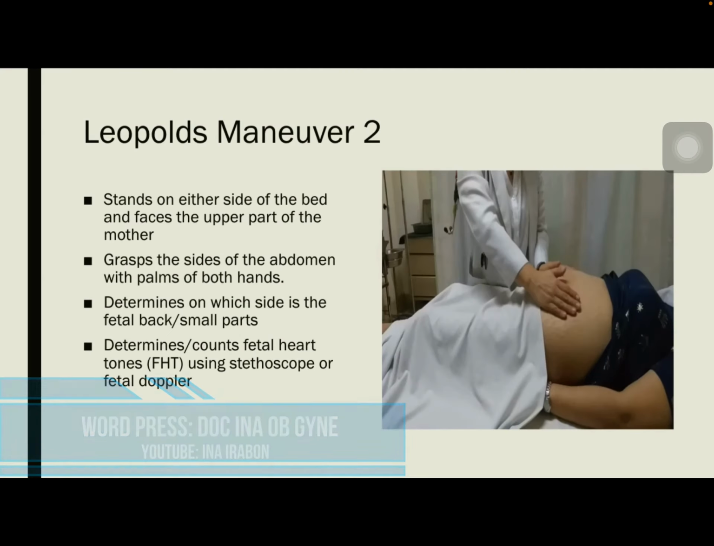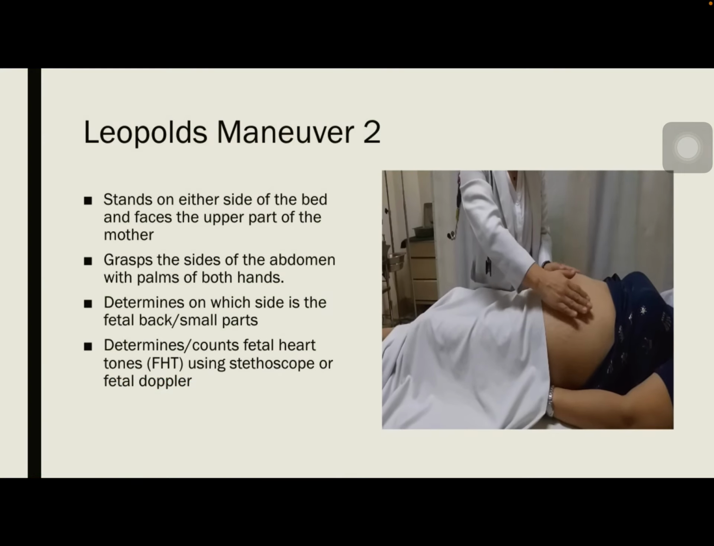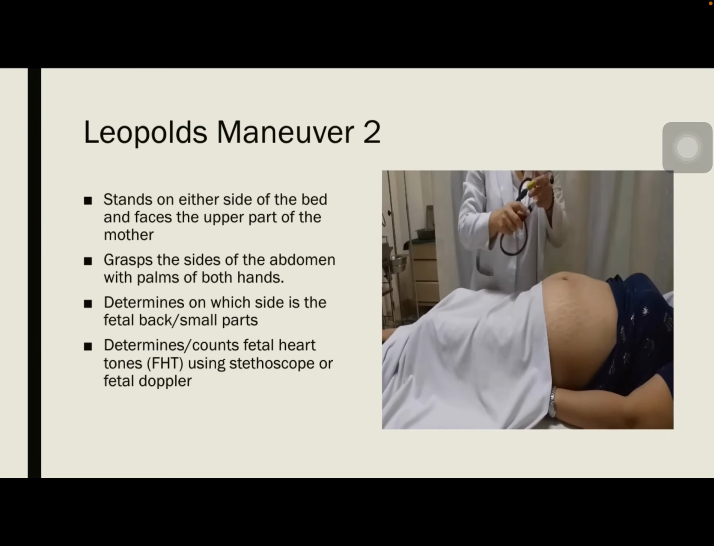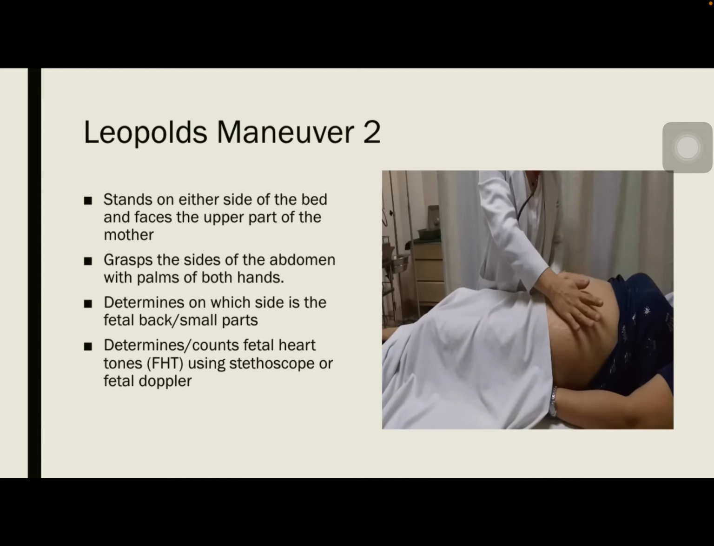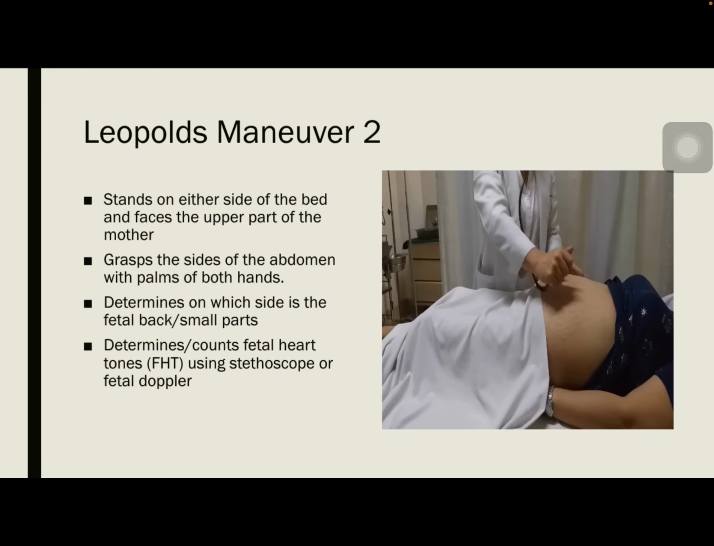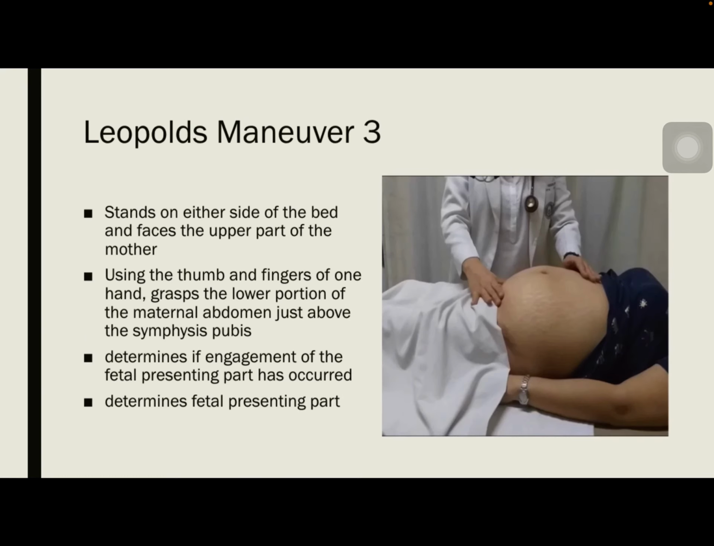For Leopold's maneuver 2, you still face the patient and you grasp the sides of the abdomen with palms of both hands and determine on which side is the fetal back or small parts. Once you've determined where the fetal back is, you determine or count the fetal heart tones using the stethoscope or the fetal Doppler. So for LM2 or Leopold's maneuver 2, we report this as LM2 fetal back right or fetal back left.